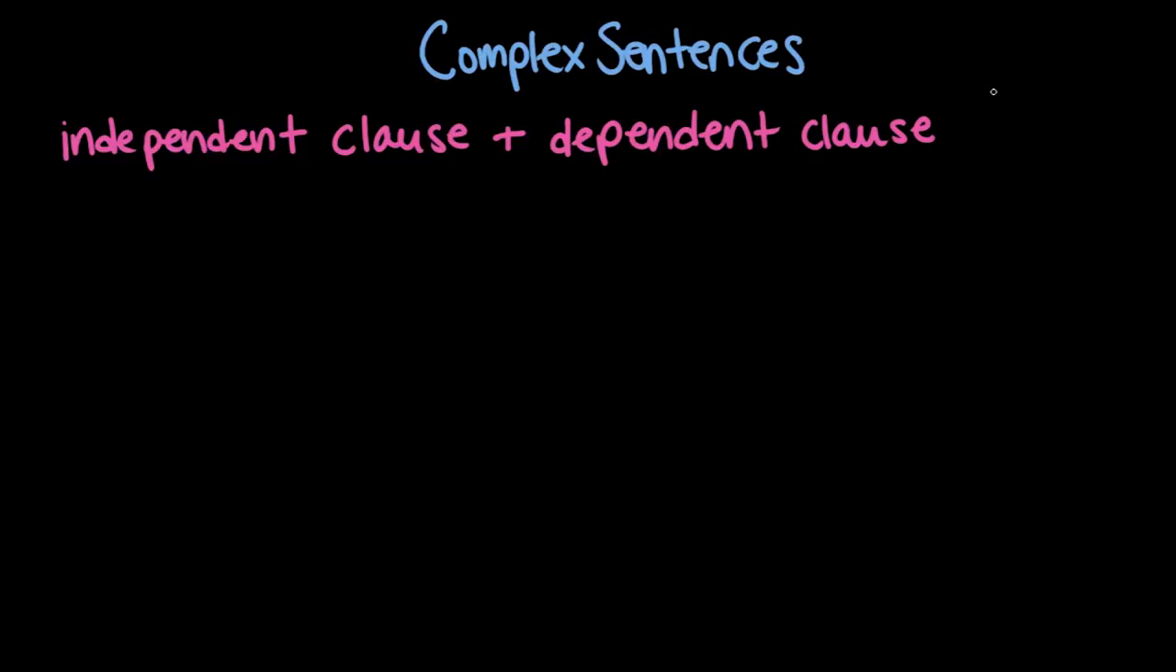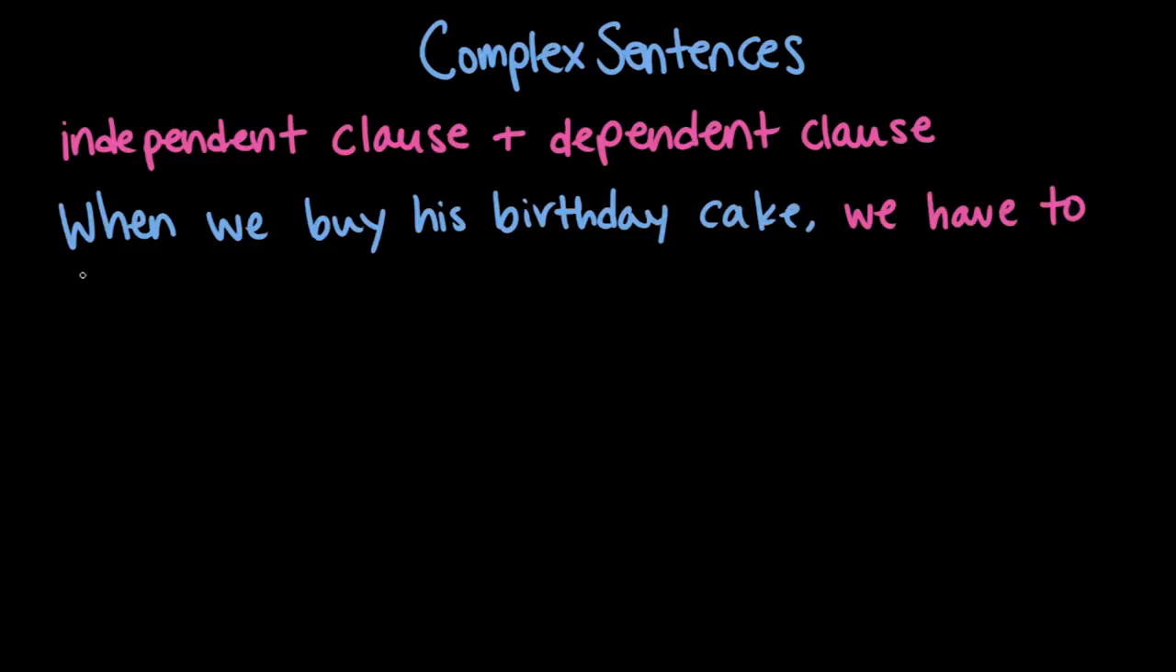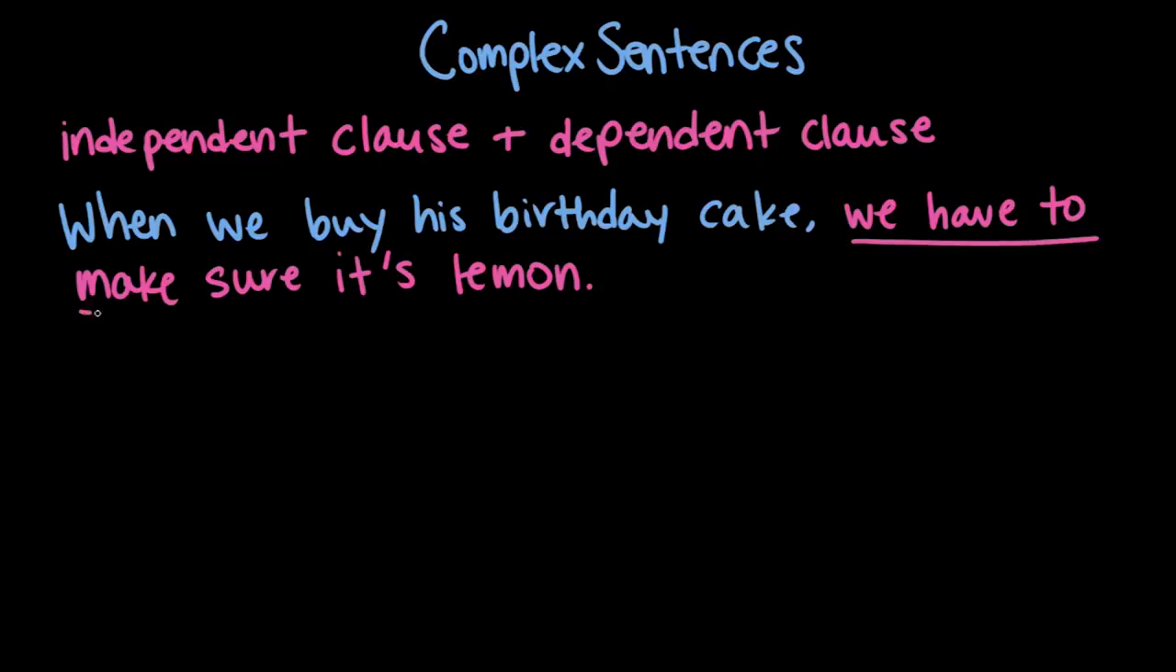So, Rosie, what's an example of a complex sentence? When we buy his birthday cake, we have to make sure it's lemon. So this sentence, when we buy his birthday cake, we have to make sure it's lemon, is made up of two clauses, and I've written them in different colors here. So the second one, the pink one, can stand on its own as a sentence. We could just say, we have to make sure it's lemon. It functions as an independent clause, it's its own sentence. We have some information that might be missing from this sentence because we don't necessarily know what it is, but we do have all the components of an independent clause here.